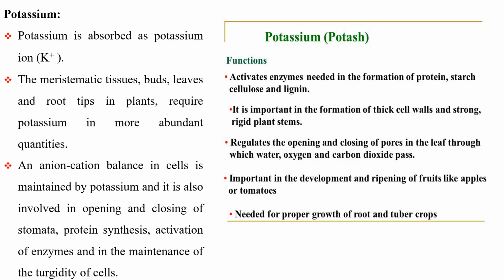Potassium. Potassium is absorbed as potassium ion. The meristematic tissues, buds, leaves, and root tips in plants require potassium in more abundant quantities. An anion-cation balance in cells is maintained by potassium, and it is also involved in opening and closing of stomata, protein synthesis, activation of enzymes, and in the maintenance of the turgidity of cells.